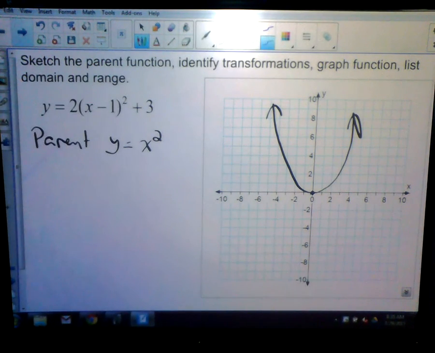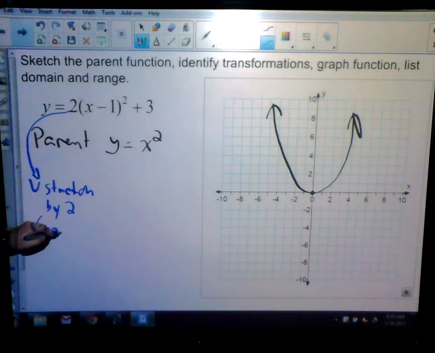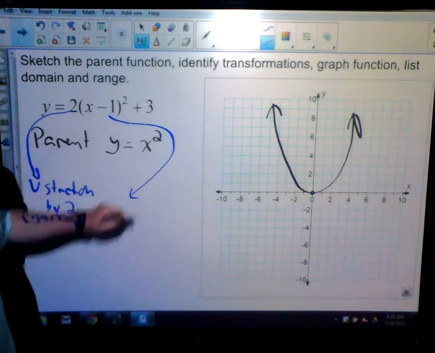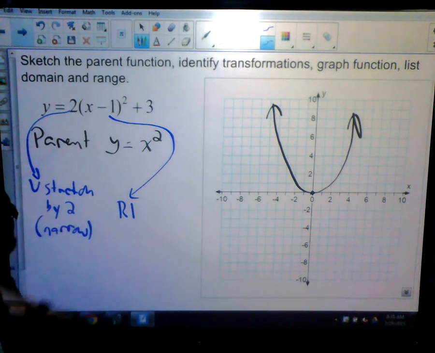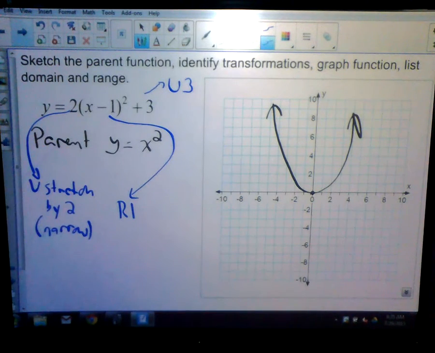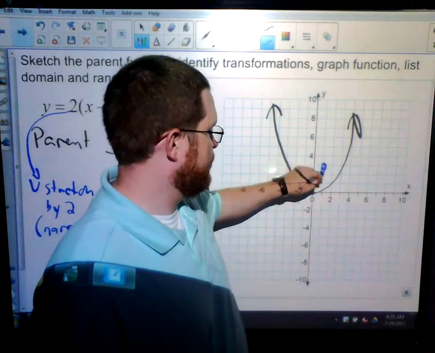Identify the transformations. Well, what transformations happened here? The 2 was a vertical stretch by 2. So that's going to make it narrower. The x plus 1, or x minus 1, will move it right 1 because it's inside, so it's opposite the sign. And the plus 3 on the outside will move it up 3. So the easiest thing to do here is to take your vertex, move it right 1 and up 3.